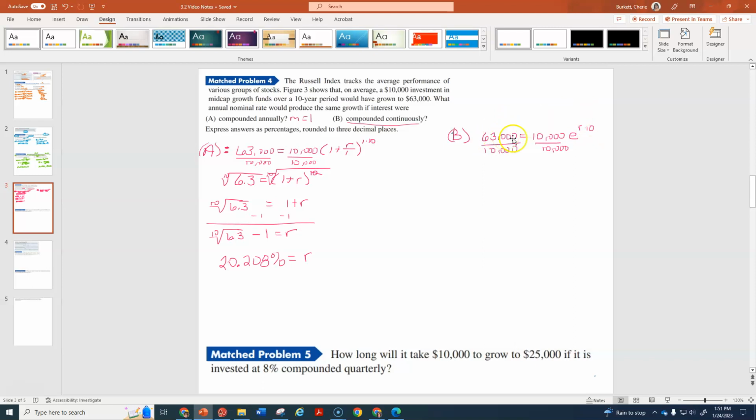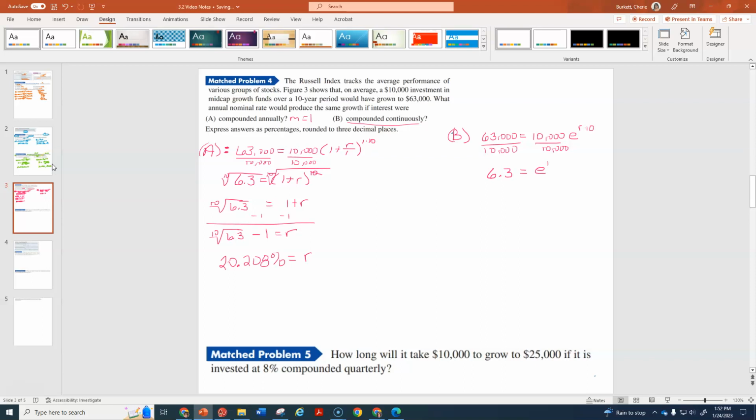The amount that I want to end up with is 63,000. I'm going to start off with 10,000. I'm going to multiply that times E, raise it to the R times 10. How do I get that E by itself? Get rid of the 10. It says 10,000 times E, so I'm going to divide both sides by 10,000. So I end up with that familiar 6.3.